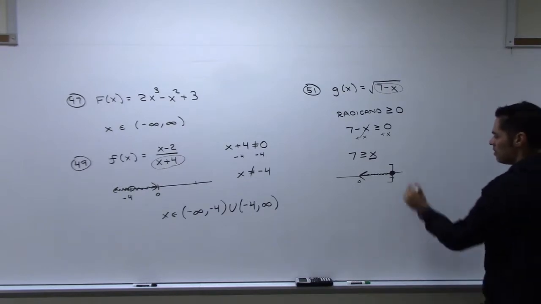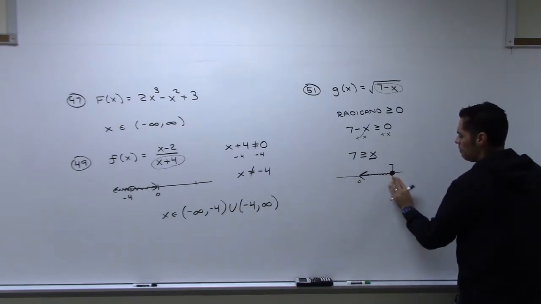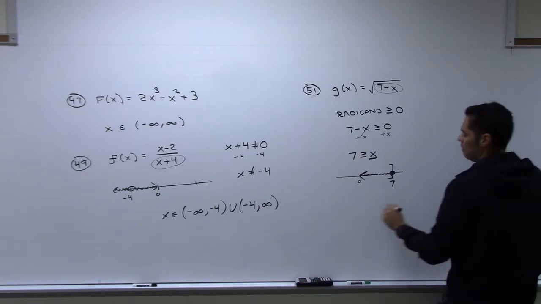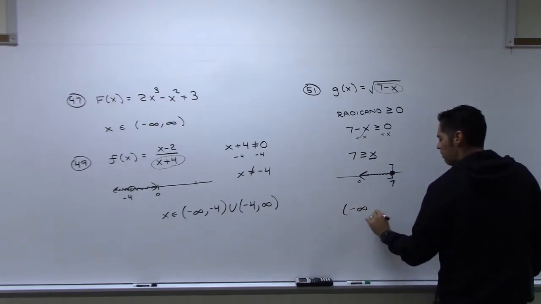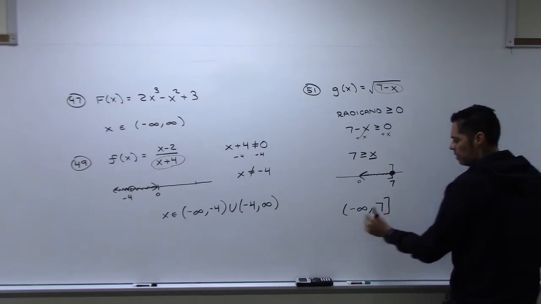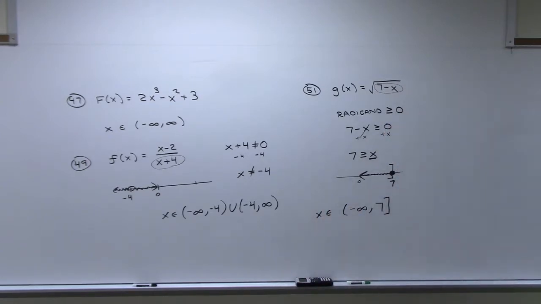So for this one, solid dot, that's fine, or some books they use brackets. Either way, it understands everything to the left of 7, including 7. So I'm going to say everything to the left of 7 is negative infinity all the way to 7, and then, very important, I put a bracket here instead of a parenthesis because I want to include it, and then x is an element of that. So that's the answer.